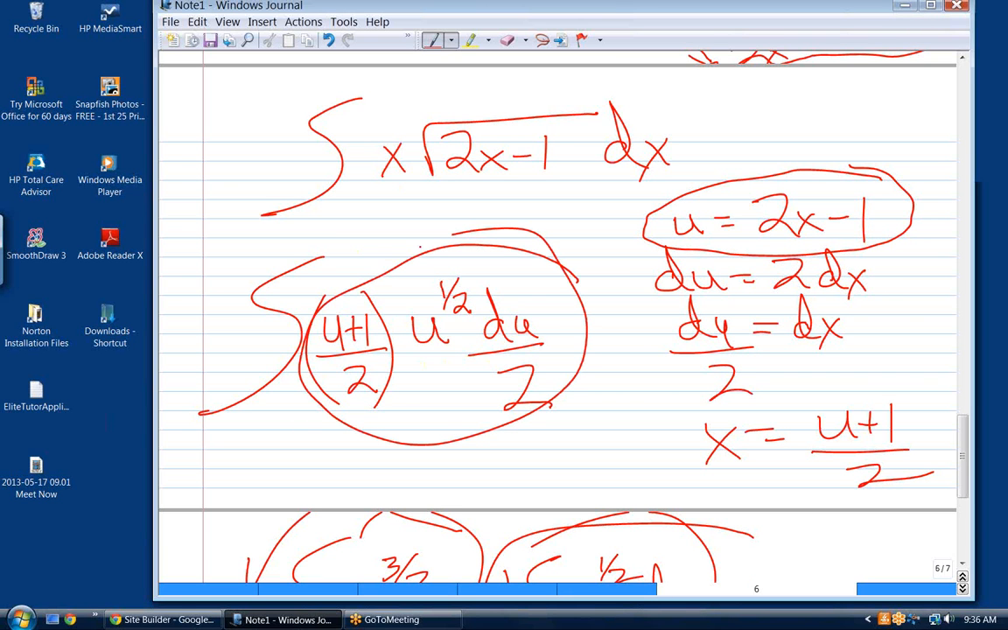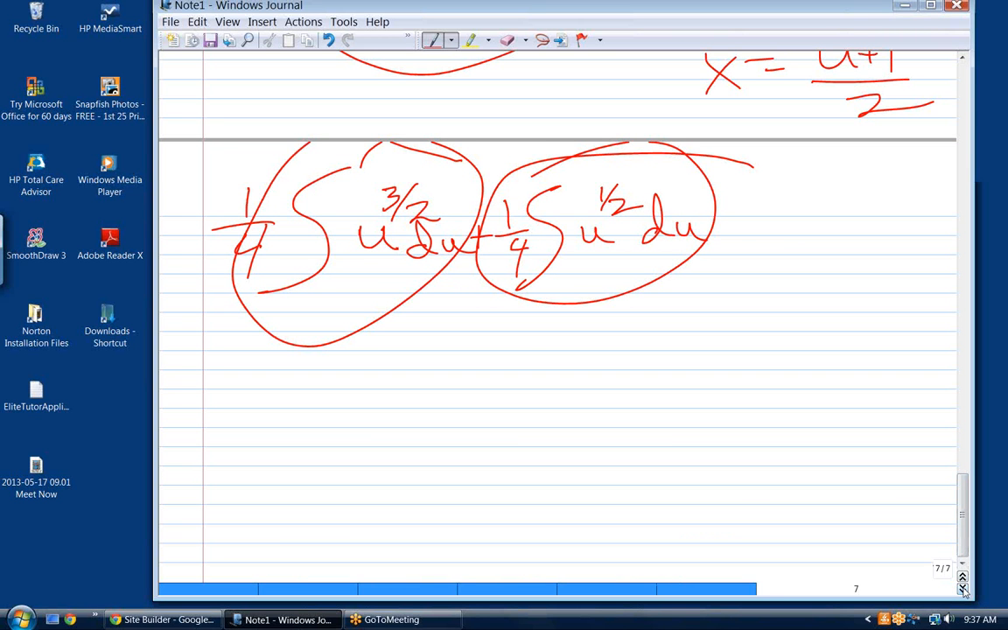Remember, you can't integrate something unless you only have one variable and one differential. I don't know how to integrate u dv, except with parts. The only way to integrate u dv is by parts. Let's look at a parts one.